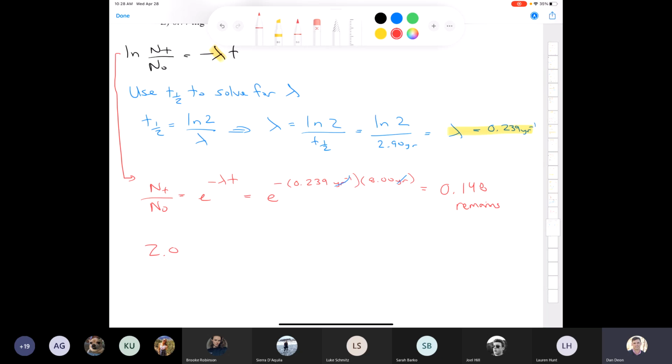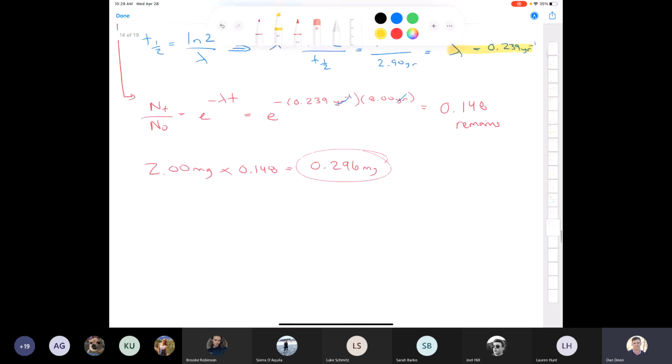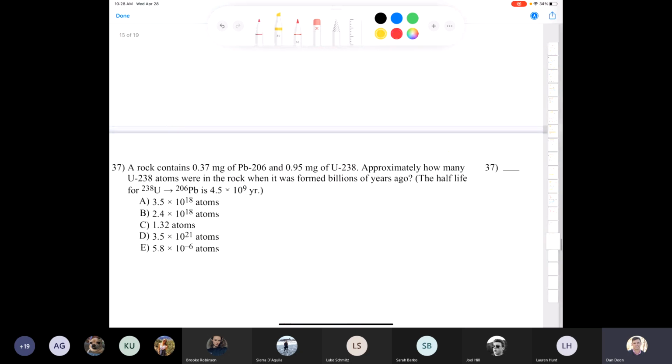So if I take my 2.00 milligrams, which is what I started out with, I multiply it by the 0.148, which is a fraction out of 1, or you could call it 14%, whatever, it doesn't matter. I multiply that by 0.148, and I end up with 0.296 milligrams. So that's all that's left over after our certain amount of time, which is D, 0.296 milligrams.